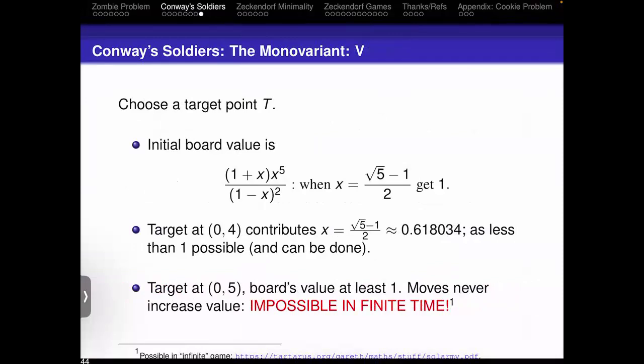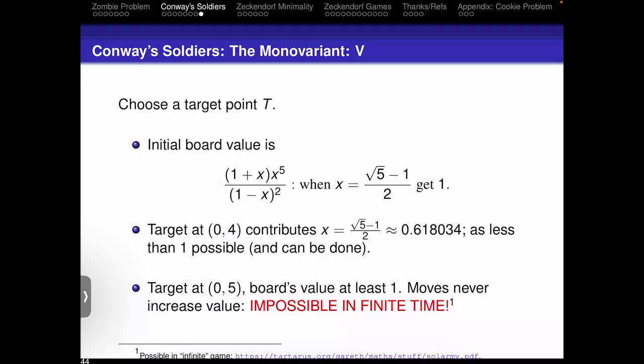If I have a target at 0,4, the value of something at 0,4 is 0.618034. That's less than 1. It means it is possible that you could move a piece up to the 4th row. This doesn't tell you how, it just tells you it's possible. However, if you have a target at 0,5, the board's value is 1, the value of the piece there is 1. There's no way you can do that in finitely many moves. Because in finitely many moves, you would still have infinitely many pieces left, and that would have some positive value. So there is no way to play this game and get a piece up to 5 or 6.